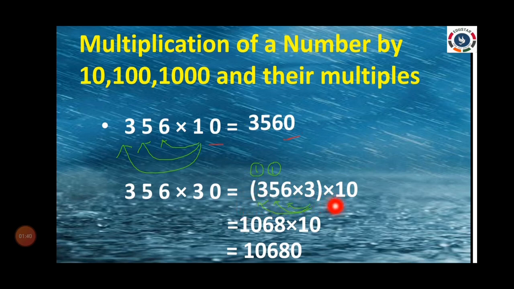Then remaining, we have multiplied by 10. Write on that. Then multiply these two values, you will get 10,680.